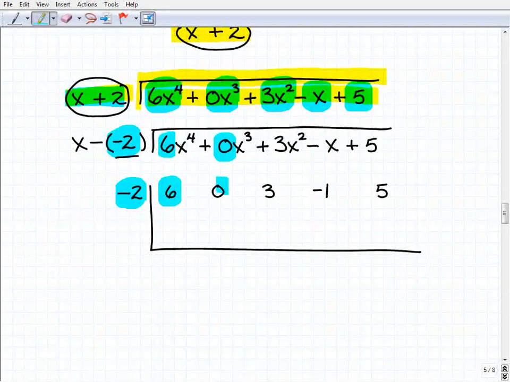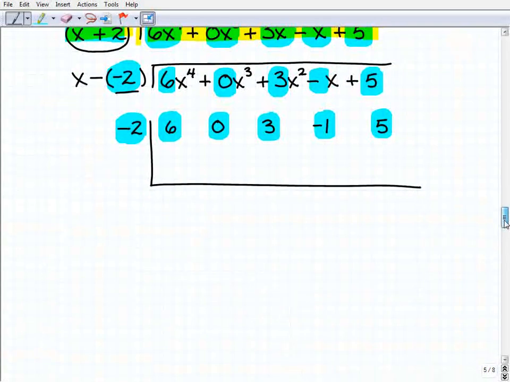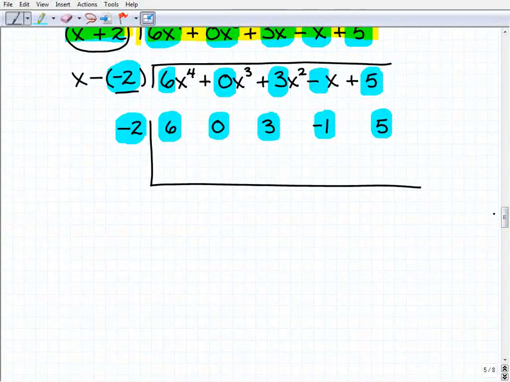I have a 0 right there, 3, 3, negative 1, 5, and 5. And of course, I have my nice little backwards L here. And now, let's go ahead and start our synthetic division process.